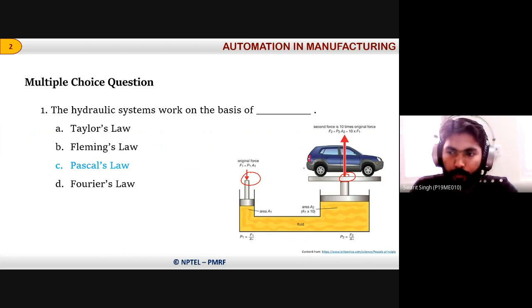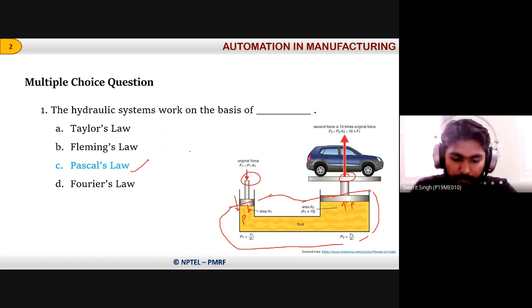So what is happening here is that Pascal's law says that if a fluid is contained in a closed container and a force or pressure is applied at any point, it will be distributed uniformly and will be the same everywhere. So if the amount of pressure is P here, the amount of pressure P is also here. This P will be the same.